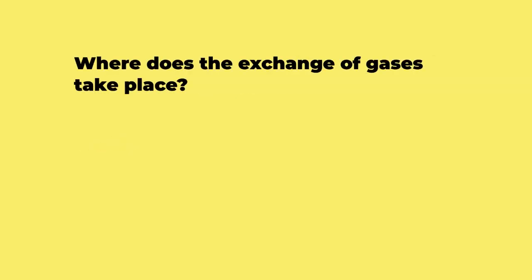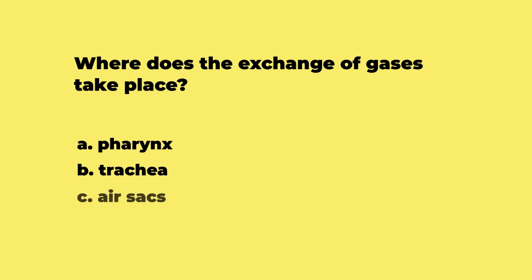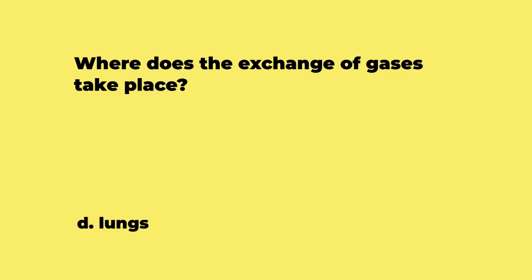Number 4. Where does the exchange of gases take place? A. Pharynx. B. Trachea. C. Air sacs. D. Lungs. D.